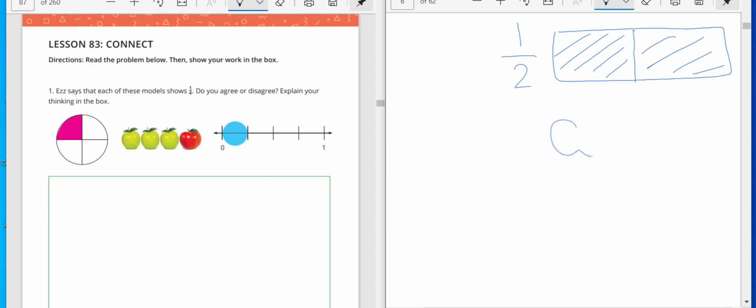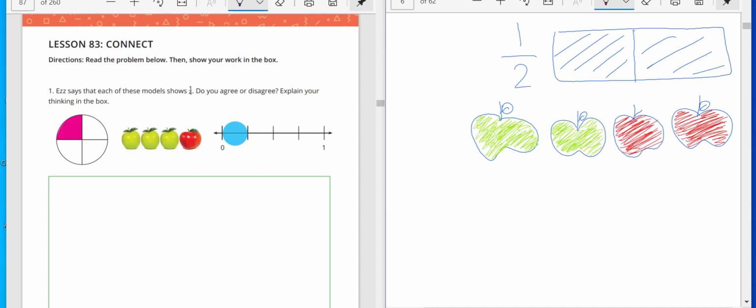If we have 4 apples, 1, 2, 3, and 4. Two of them are green. So, 2 green apples is half of 4.